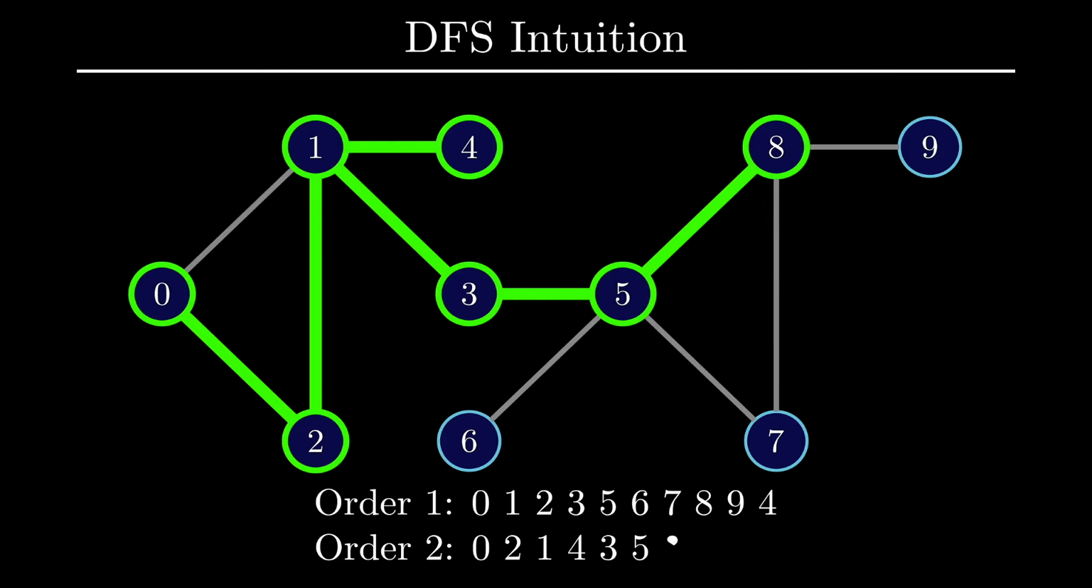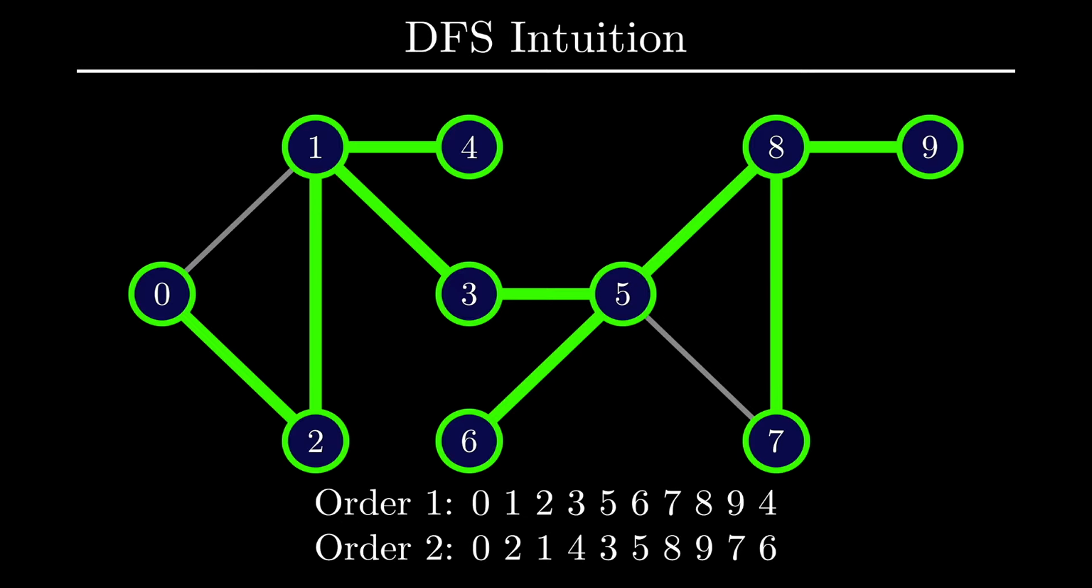From there, we'll choose to explore vertex 9, which leads us to a dead end, so we go back to vertex 8. The next vertex we then explore is vertex 7, which leads us to another dead end, so we go back to vertex 8. There's nothing more to explore from vertex 8, so we go back to vertex 5. From vertex 5, we then explore vertex 6, which is the final vertex of the graph that we haven't seen, so that completes another possible DFS ordering.